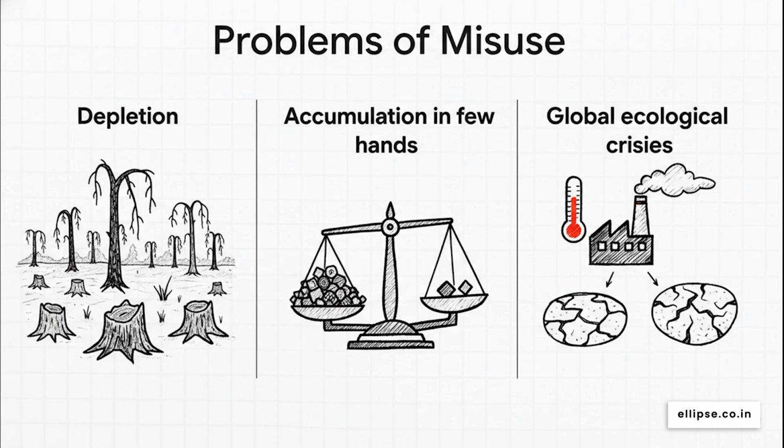For one, a few greedy people have used up so many resources that they're starting to run out. That's depletion. Secondly, resources have ended up in the hands of a very few rich people, creating a huge gap between the rich and the poor. And third, and this is a big one, it has led to global disasters like global warming, crazy pollution, and ruined land. So yeah, it's a very big deal.